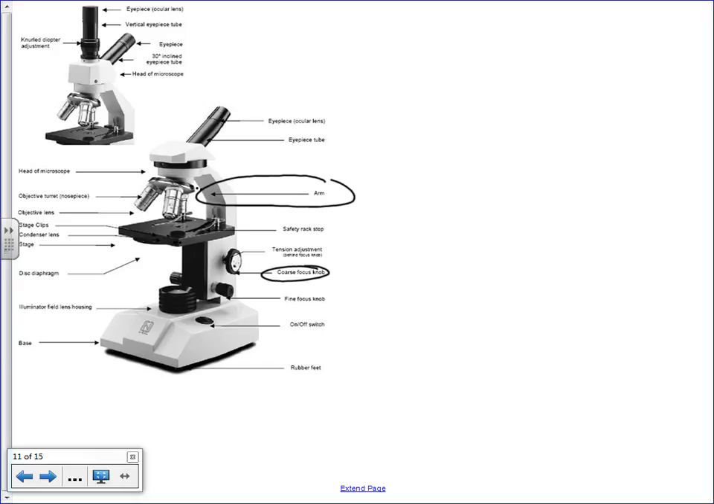So when you clip a slide in, you move this little catch out of the way, put the slide in there and then release it, and it'll snug up and hold the slide in place. And then when you're looking through this, obviously not like that, like this, you just move this around to move the specimen around in the field of view. Okay, everyone follow me there?